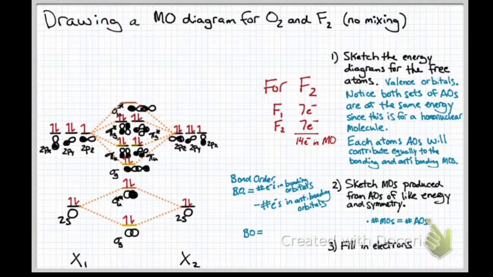So that's going to be bonding orbitals. We have 8 total electrons in bonding orbitals and 6 electrons in antibonding orbitals, divided by 2, and so we have a bond order of 1. And this matches the Lewis structure, which also shows a bond order of 1.